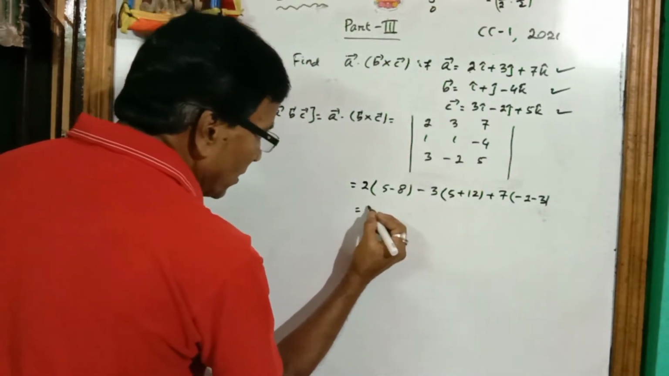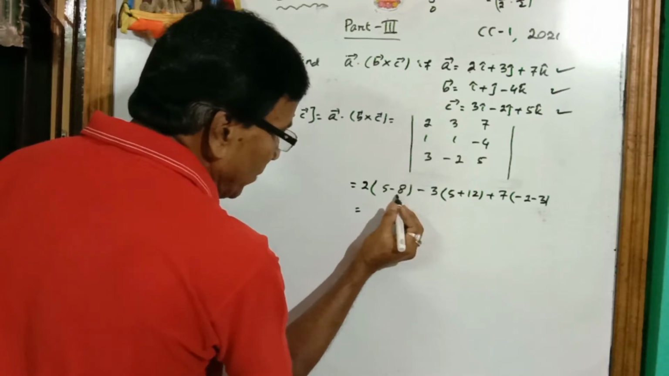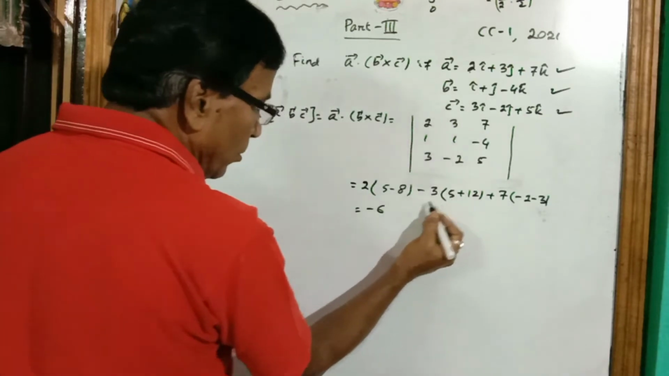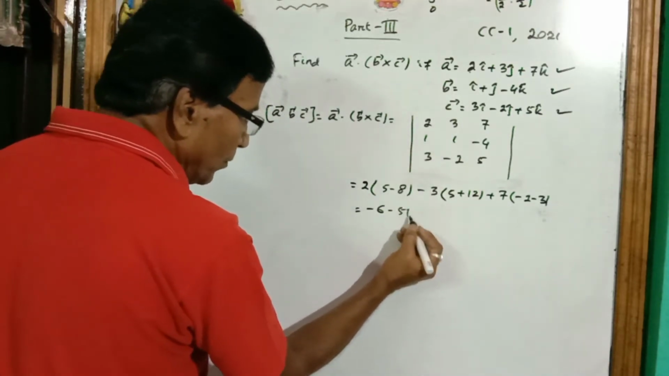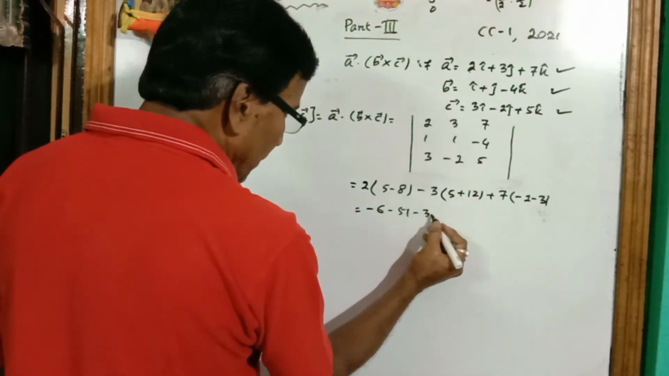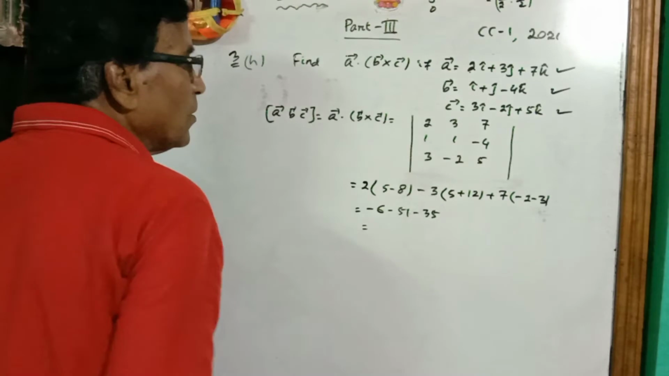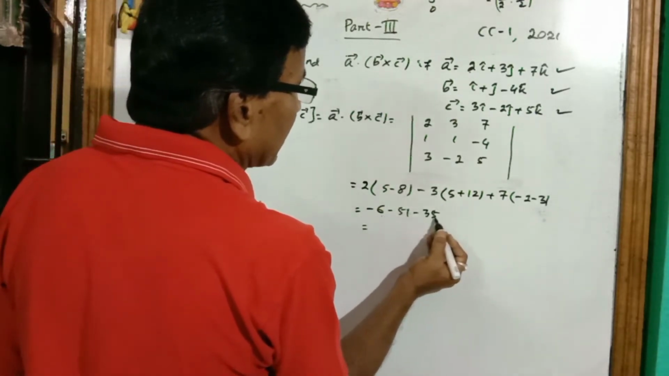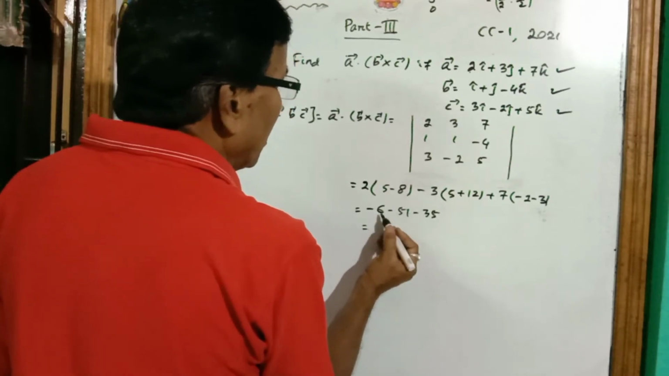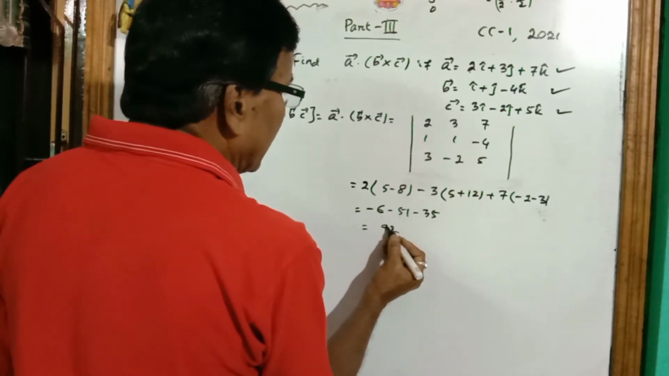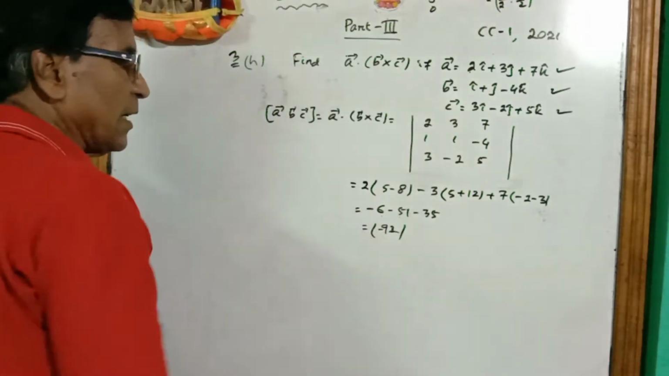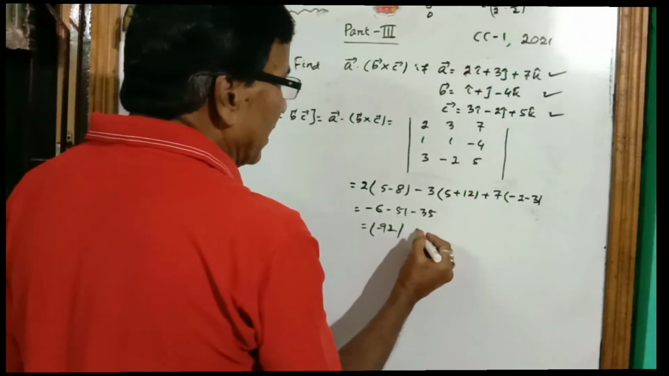On further simplifying, it is −3 into 2 minus 6, 17 into 3 is 51, and here it is −5 minus 35. So it is equal to 6 minus 51 minus 35, which is 6 minus 92 in total. So the value of this scalar triple product is equal to −92.